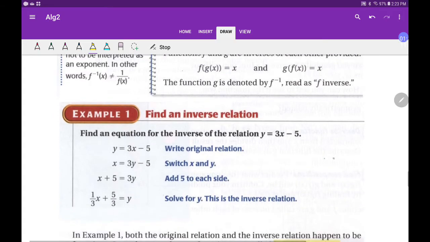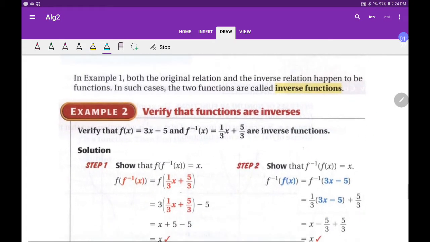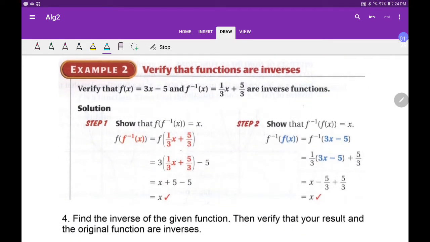Okay, so the easiest way to do it is to switch the y and the x. You just switch the y and the x and you solve for y. Don't forget to solve for y, and then you have a new function that is the inverse of the other one. And you can verify that they're the inverse of the other one by plugging it into the other one.